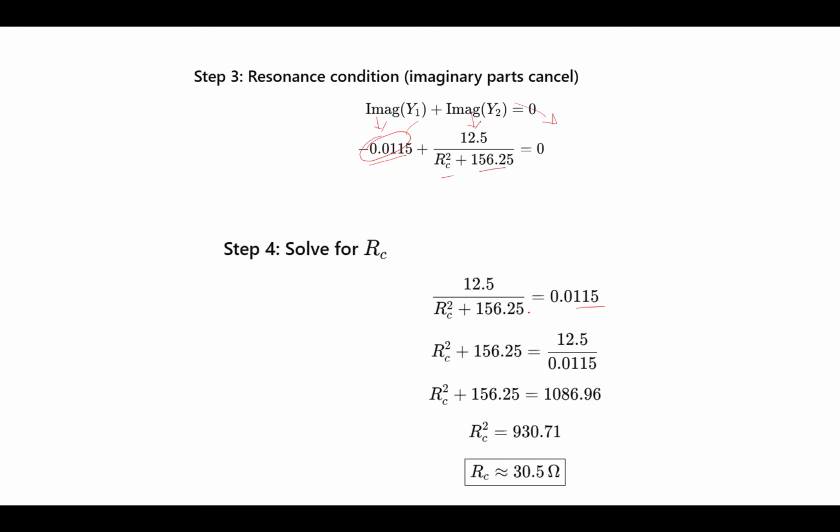Then, interchanging these two, it becomes RC square plus 156.25 equals 12.5 divided by 0.0115. Simplifying this, you get 1086.96. You send 156.25 to the right side, it becomes minus, and in total you get RC square equals 930.71. We want RC, so taking the square root on both sides, you get RC equals 30.5. This is the answer.